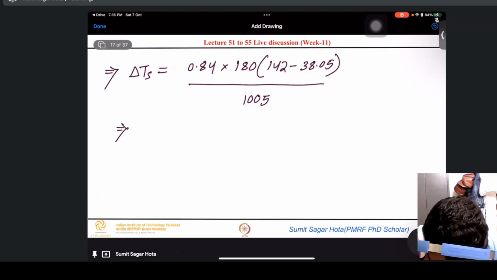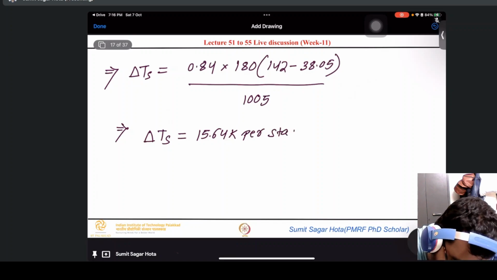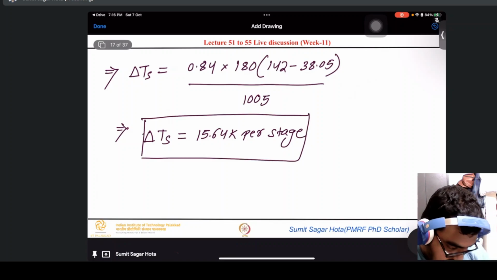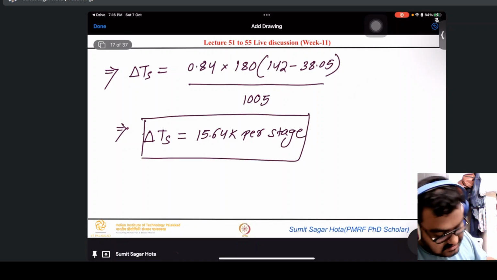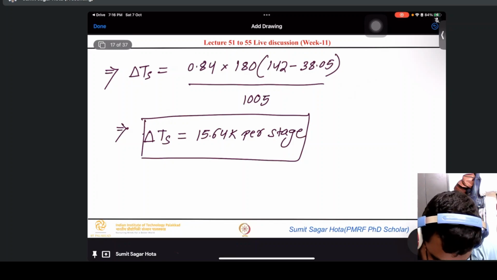So what is your delta Ts now? Delta T will be your 15.64 Kelvin per stage. Per stage, this is an important word you should remember. It's a function of staging in the compressor.